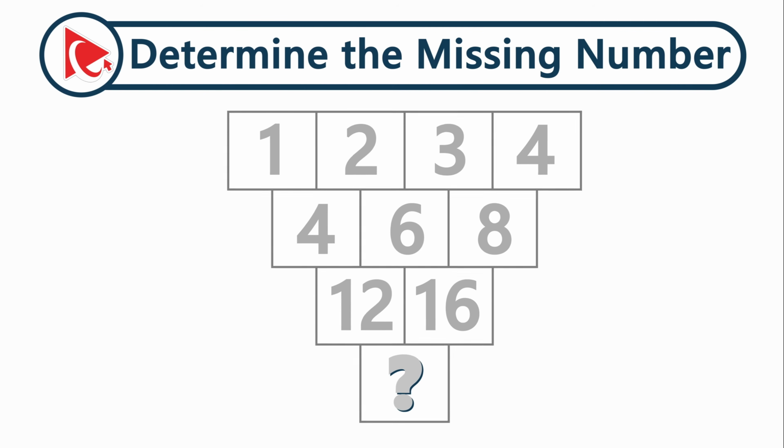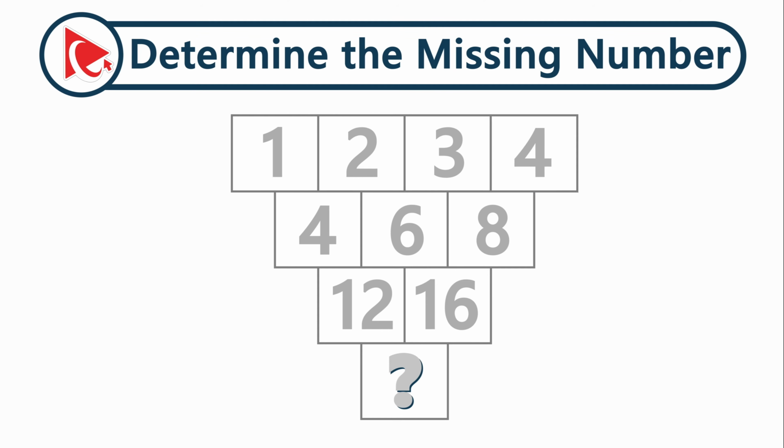In this question, you are presented with a reverse pyramid. First row in the pyramid has numbers 1, 2, 3, and 4. See the pattern here? Second row has numbers 4, 6, and 8. Third row has numbers 12 and 16. And then comes the missing number, which you need to calculate and select your answer out of 4 possible choices.